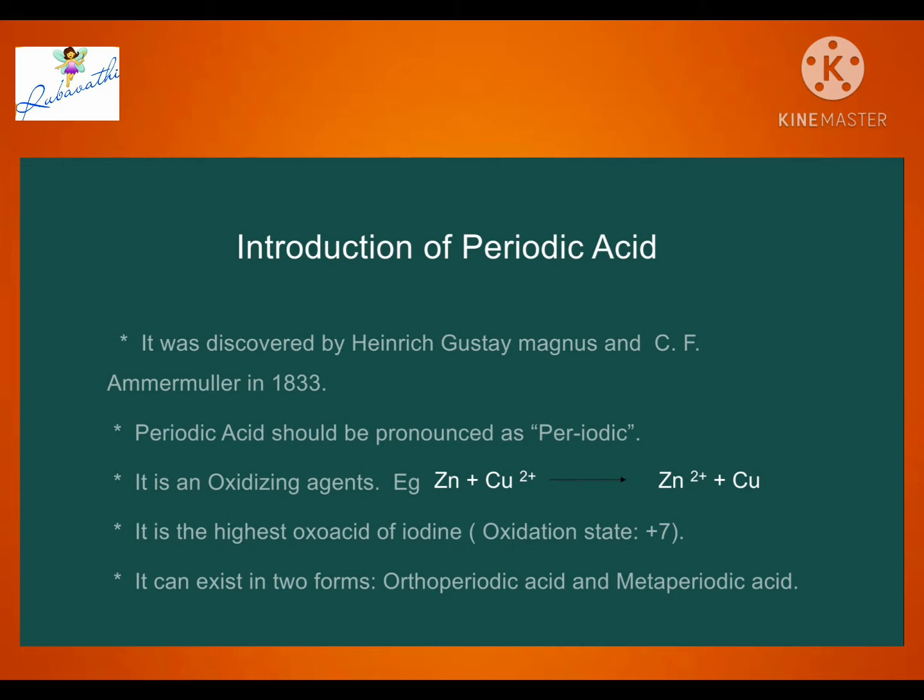Periodic acid is the highest oxoacid of iodine in which iodine exhibits +7 oxidation state. Like all periodates, it can exist in two forms, orthoperiodic acid, which has the chemical formula H5IO6, and metaperiodic acid, which has the chemical formula HIO4.